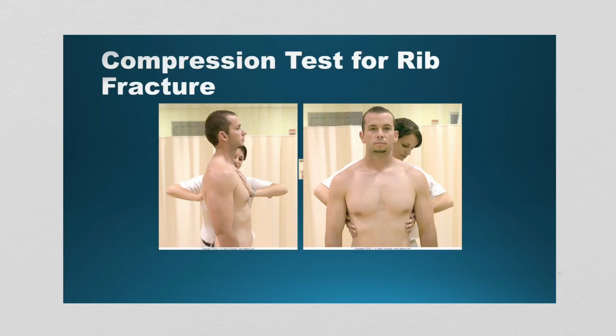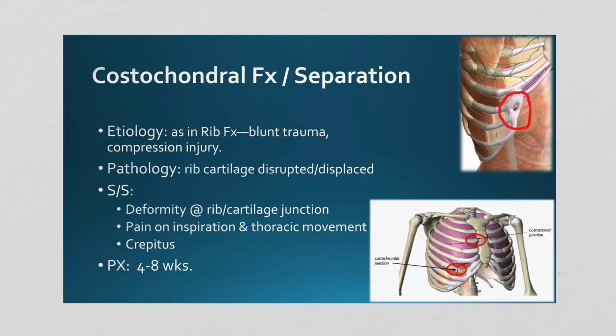So this is the compression test that I was talking about. You can have an anterior to posterior compression test, or you can see here what we call a lateral compression test. Each of these tests will cause pain at the site of the fracture. So if this is positive, we would refer out for further imaging to rule in or rule out a fracture of the rib cage. So our next pathology is going to be a costochondral fracture or separation.